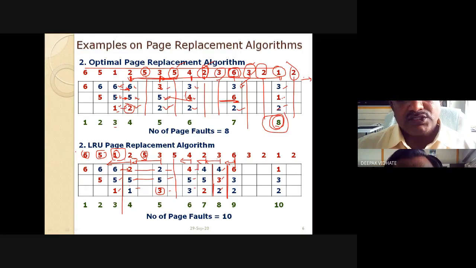For 2, this column or this particular comparison you have to make here. Here I have already written, that's why you might think that the numbers are already there, but it is not so. They are calculated depending upon the logic of LRU. For 3, there is no question about the page fault. For 2, there is no question about the page fault in the system.